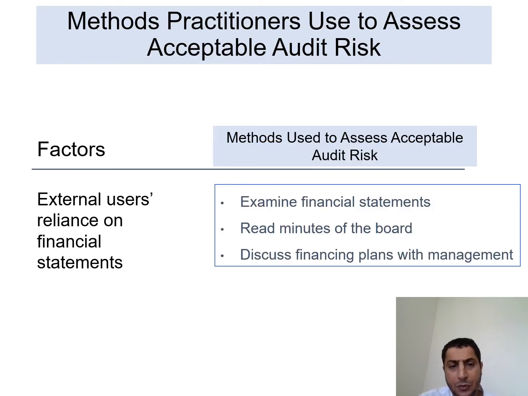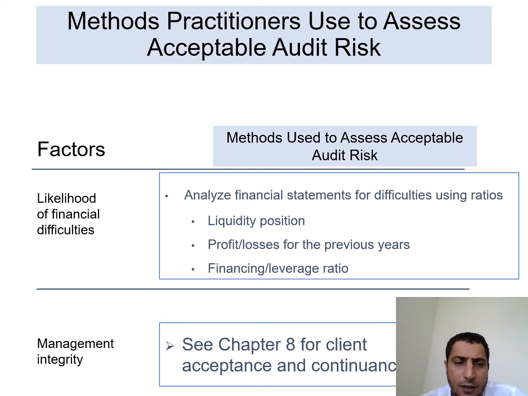For the first factor, the external users' reliance on the financial statements we mentioned just now, there are some methods to use associated with acceptable audit risk. The auditor can examine the financial statements, read the minutes of the board of directors, and discuss the financial plan with the management. For the second factor, the likelihood of financial difficulties, the auditor can analyze the financial statements using ratios like liquidity position ratios, profit and loss for previous years, as well as the financing and leverage ratios.